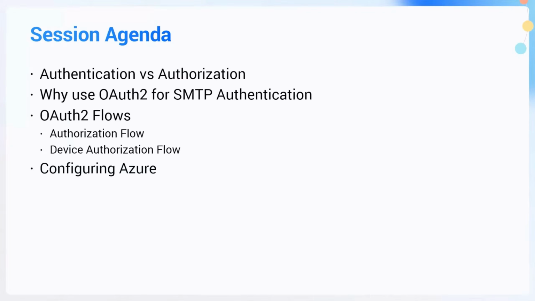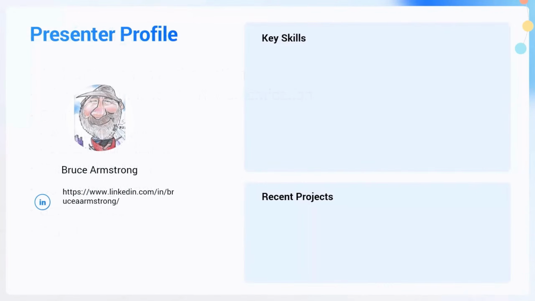We're going to look at how we can configure Azure to allow us to do the SMTP authentication using OAuth2, and also how to configure Gmail to allow us to use OAuth2 for SMTP authentication. We're going to look at some sample code, and then finally we're going to look at the demo. And then after that, we'll have questions and answers.